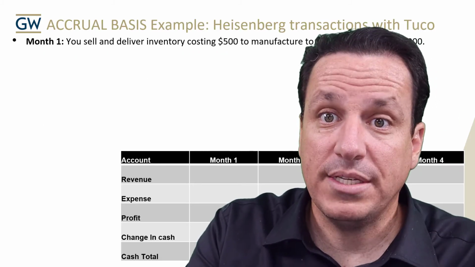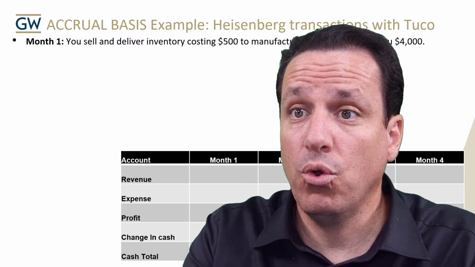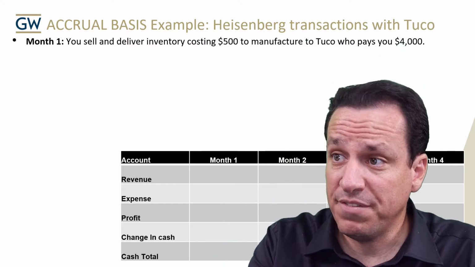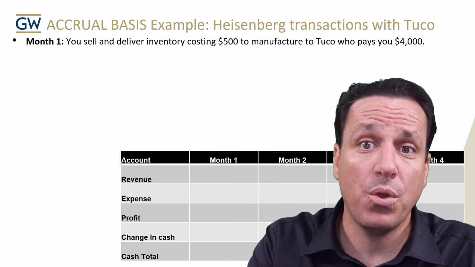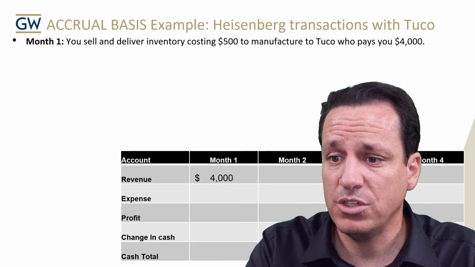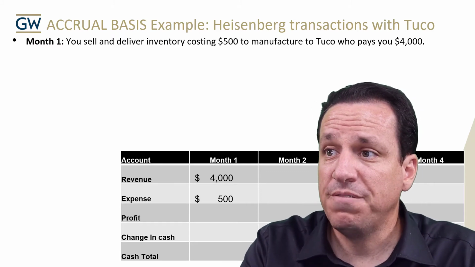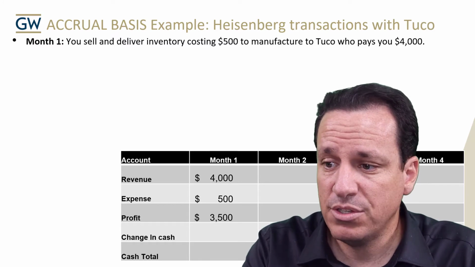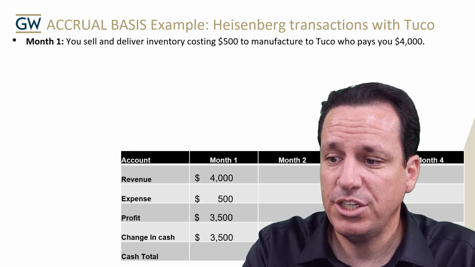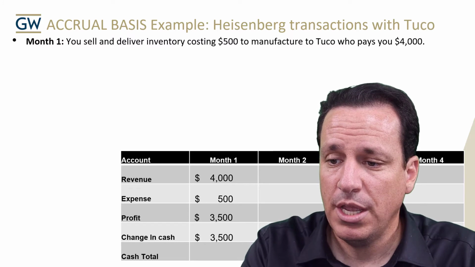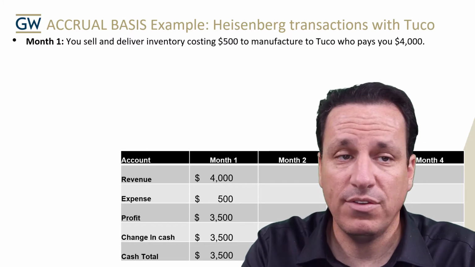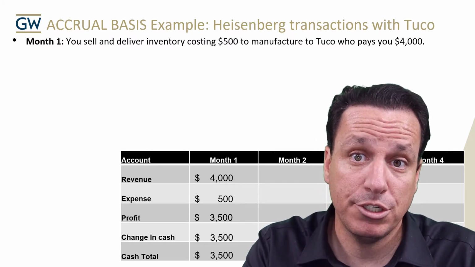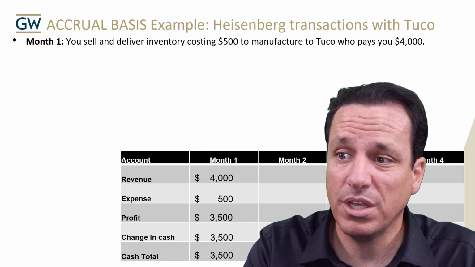So accrual basis, let's go through the same example. You sell and deliver inventory costing $500 to manufacturer Tuco, who pays you $4,000. The revenue is $4,000. What's the expenses? The $500 it cost you to manufacture it. What's the profit? $3,500. What's the change in cash? $3,500. And then the cash total, $3,500. You'll notice this matched the cash amount because there weren't any accruals really going on.